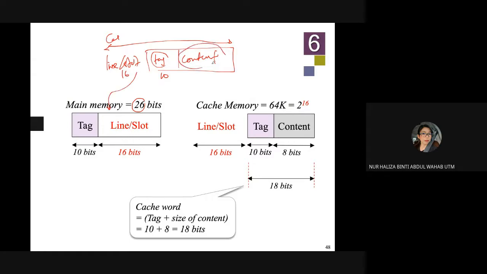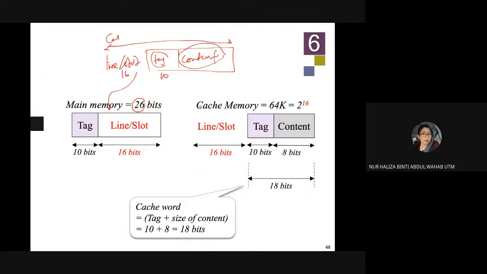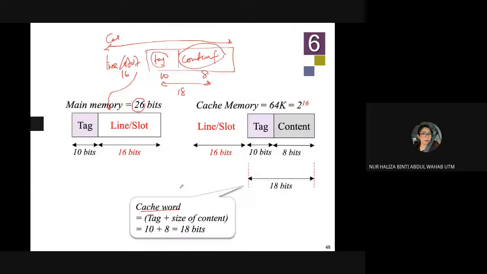But in terms of content over here, you need to see that you have the address bits already given, and the bits for the contents, and you will get all together, plus this one, 18. Tag and content will be 18. So the cache words, how are you going to calculate? Cache words is going to get 18 bits, which is tag plus your word in cache. So that's why you will get it like this.